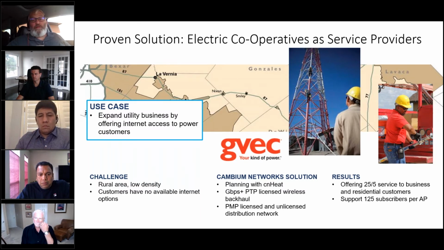And again, they're using licensed microwave to deliver a gigabit per second plus everywhere, and then feed out 100 megabit per second, 200 megabit per second service plans to individual residences. And it's a way to open up the business model for an electric co-op. And then I think I just have one last slide, Pete.